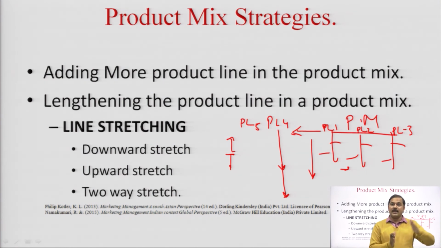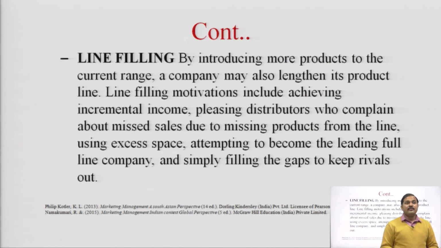So, they have come up with the higher end, a very high price product also, the middle range product also, and the lower end like the Sonata also, so that they can cater to the needs of every set of segments of the market. So, that is what line stretching is all about. The next is line filling.